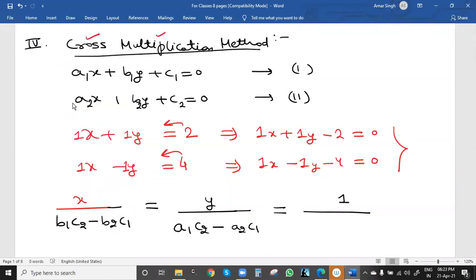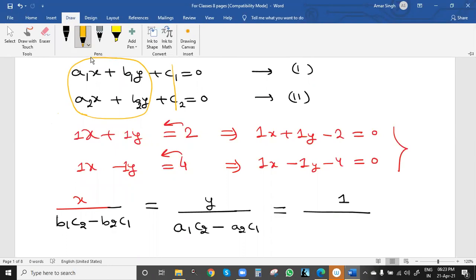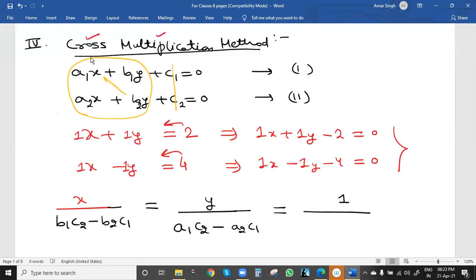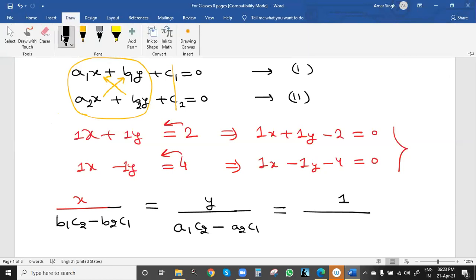For constant we will ignore c1 c2 and we'll focus on the remaining values. Ignoring means just write 1 and then we do cross multiplication from these values. The column in which c1 c2 are the constant values, we'll leave that column and take the remaining values. Here also we know the process: right side cross first, then left side.